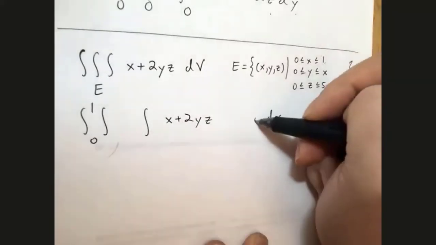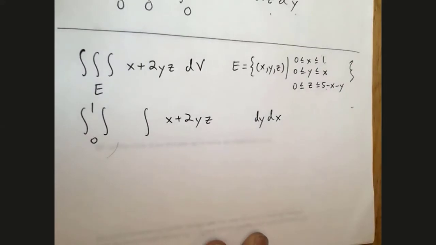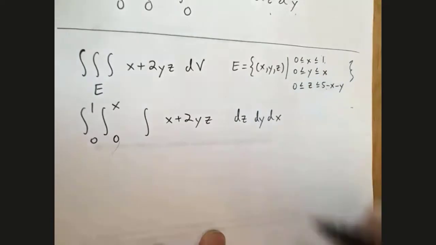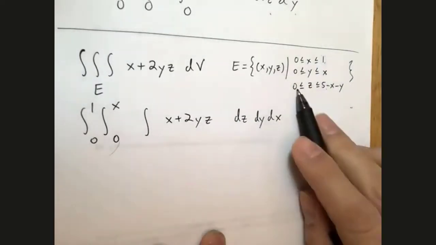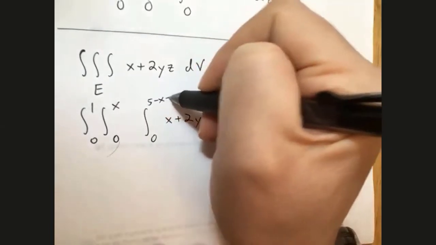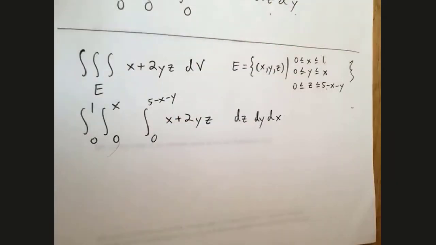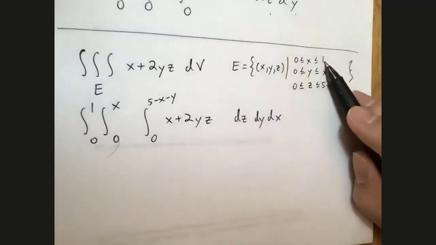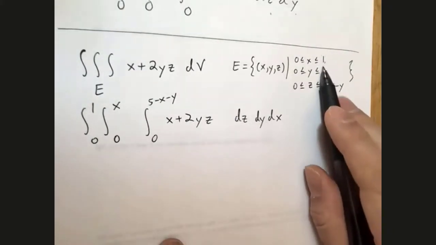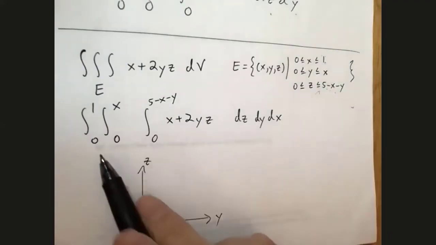So my y is going to be the next thing I integrate. And those bounds are 0 to x. And then the most complicated one is the z. So that's the one I should put on the inside. And it goes from 0 to 5 minus x minus y. So that's how I would set this one up. Kind of put the simplest stuff on the outside, the most complex stuff goes on the inside. If two things were equally as simple, you could put them in either order. It doesn't matter.